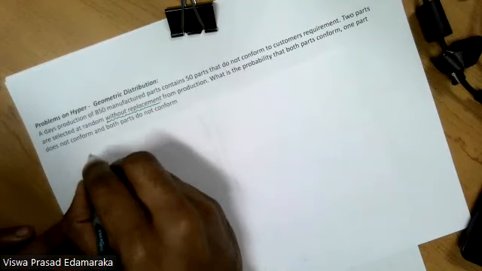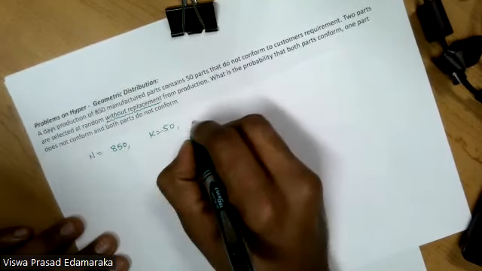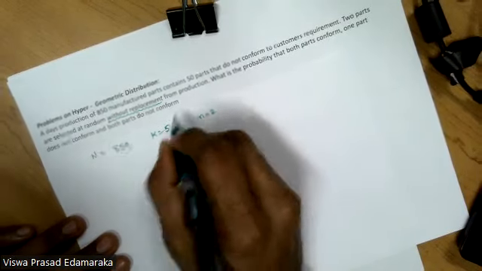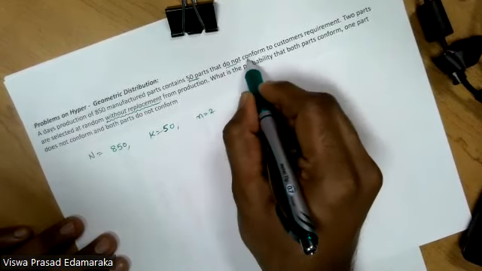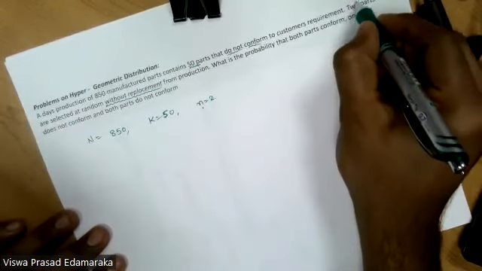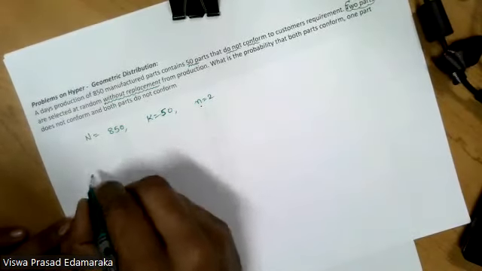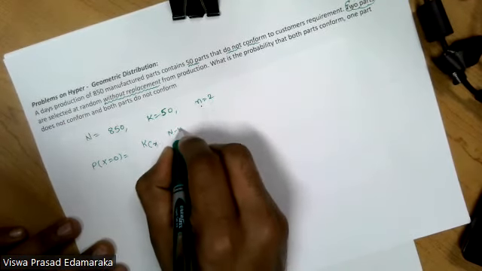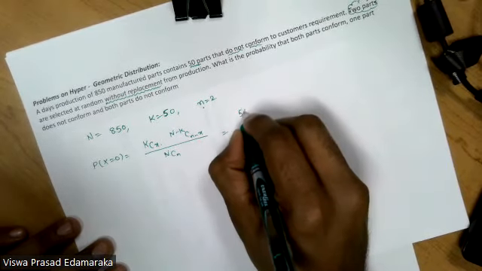So N equals 180, K equals 50. Here K is what we are considering: the parts that do not conform, remember. And n equals 2, that is how many parts you are going to take out. So n equals 2. So from the formula, (N minus K)C(n minus x) divided by NCn, 50C0.